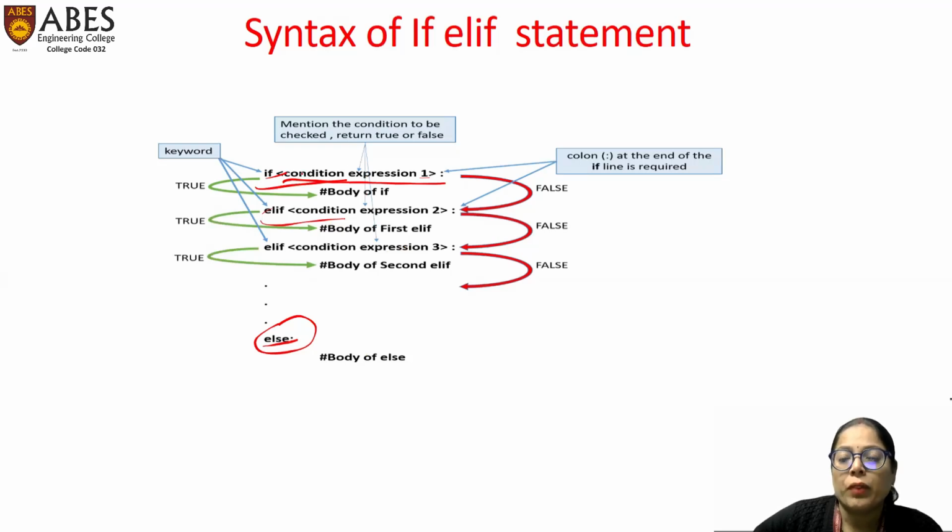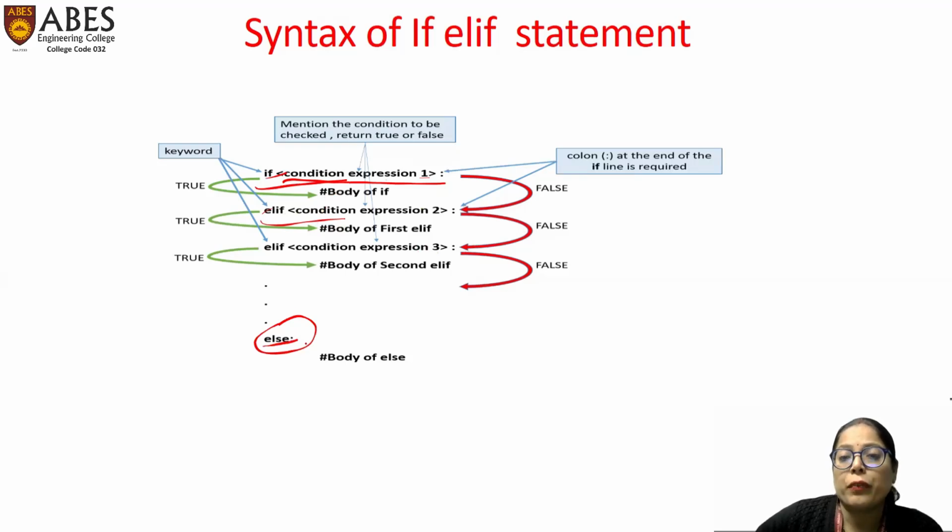First, you are using the same code as before. We use the keyword if, then the condition needs to be tested, then end with a colon. If the condition is true, the body of the if part is executed. If the condition is false, elif is executed. If the condition of elif is true, this part is executed. If the condition is false, the next elif is executed. This goes on, and at the end we have else.